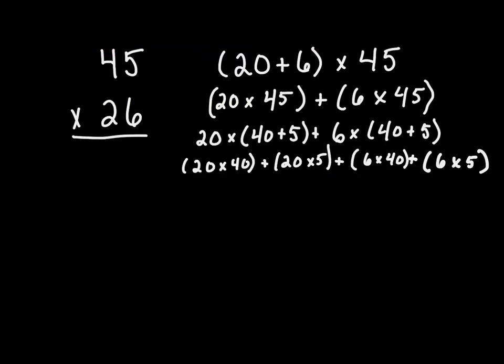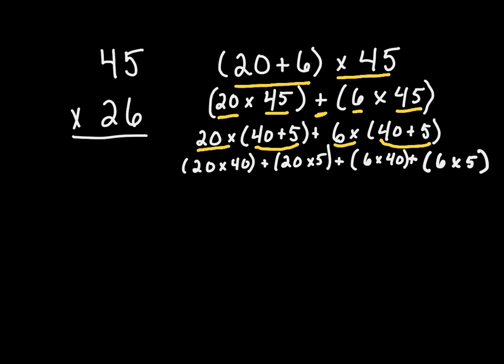45 times 26. So on the top here, we have 26 that we broke up and we're multiplying it by 45. So we're taking that 20 and we're going to give it to the 45. Plus, we're setting up for those partial products. We're going to take that 6 and we're going to give that to the 45. So when we do that, we're going to take the 20 and we're going to break up the 45. The 6 times the 40 and 5 we're breaking up.